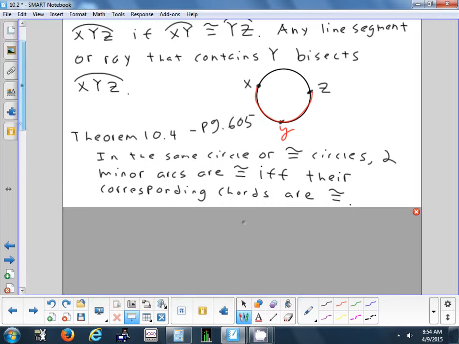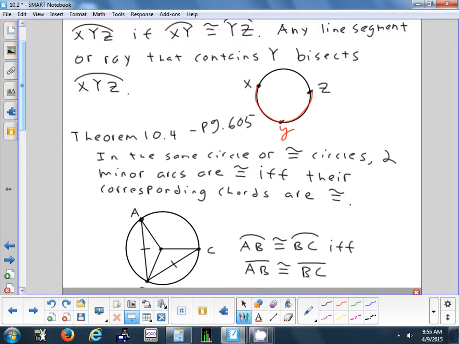All right, so theorem 10.4. Okay, this theorem says that if you have the same circle or congruent circles, two minor arcs are congruent if and only if their corresponding chords are congruent. Okay, remember, if and only if means you can read it forwards and backwards. So in the same circle or congruent circles, two minor arcs are congruent if their corresponding chords are congruent. Or you could say, if their corresponding chords are congruent, then the minor arcs are congruent.